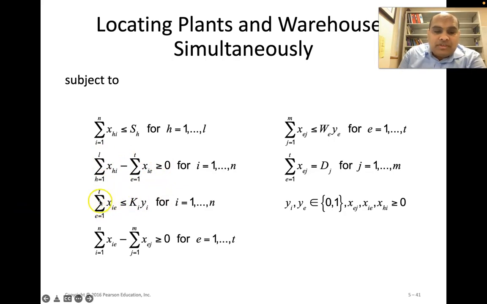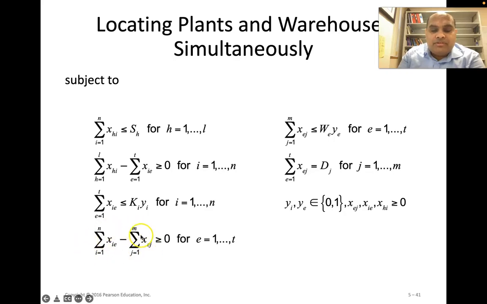Now this is the capacity constraint. So this is the transshipment constraint from supplier to plant. This is the capacity constraint at the plant. So saying that the total number of units that are sent from the plant to the warehouse cannot exceed the capacity of the plant. And the capacity of the plant is decided by the Y variable. If the plant is open, the capacity is available. If the plant is not open, the capacity is not available, right? So that's what you have here.